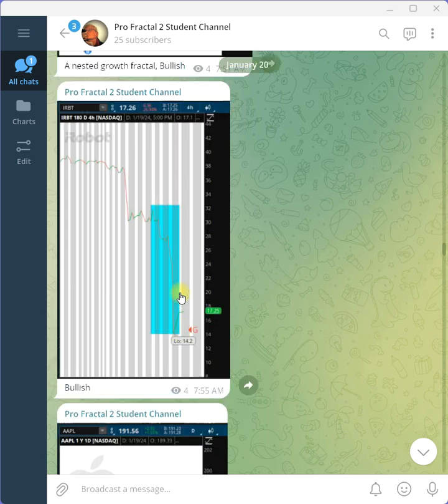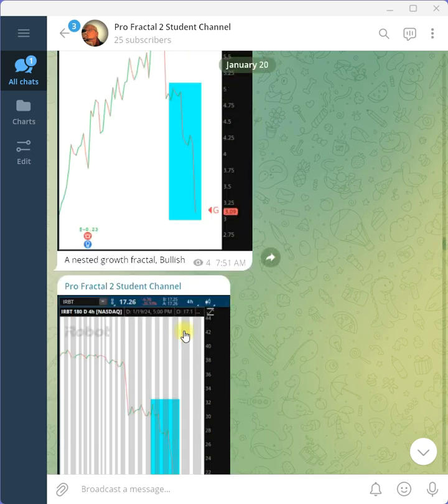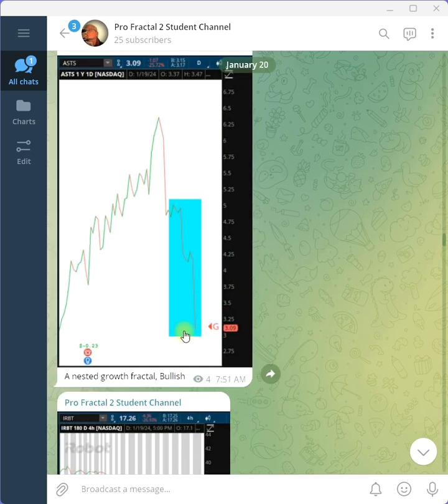We have another one on Robot here. We have a 7 down. That's a growth fractal, meaning it's bullish. And we have another one here on a stock. We have a nested growth fractal, which is about to end here. It may go a little further, but I think this could be a good trade. But again, we're on a daily, yearly chart. That's going to take some time to develop.